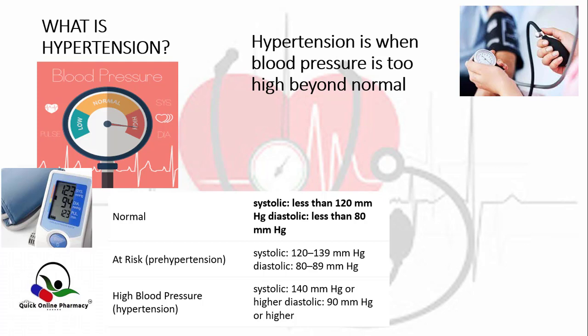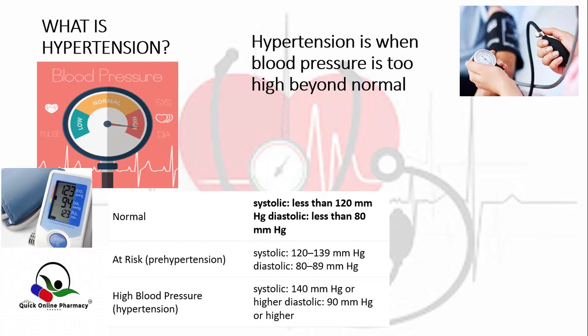We have the normal blood pressure, then we have pre-hypertension, which is when you are at risk of getting hypertension. If your systolic range is between 120 and 139 millimeters of mercury, and the diastolic range is between 80 and 89, you are in the pre-hypertension condition, so you are at risk of getting hypertension. Remember, the normal for systolic is 120 and for diastolic is 80. So if you have 120 to 139 and 80 to 89, then you are at risk.